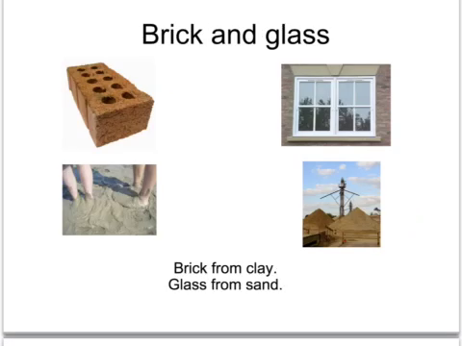Brick is made from clay, and clay can be dug out of the ground. Glass is made largely from sand, along with some other chemicals. Both of these raw materials come from the ground, from the Earth's crust.